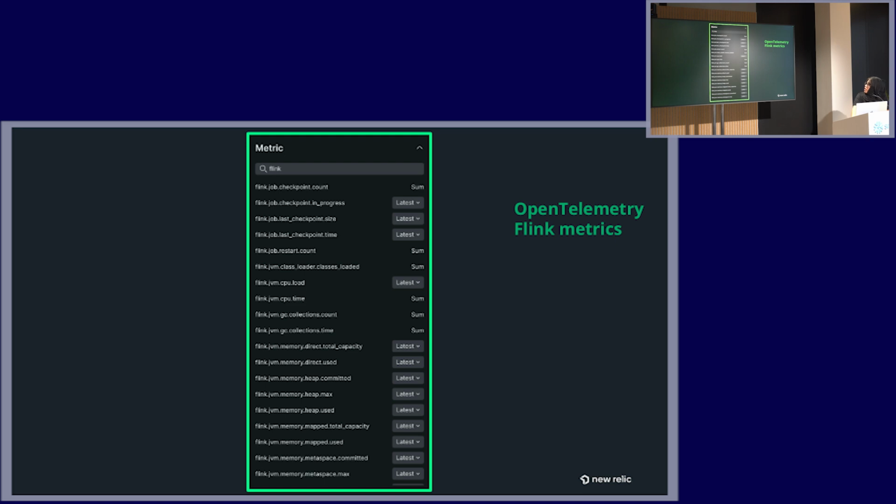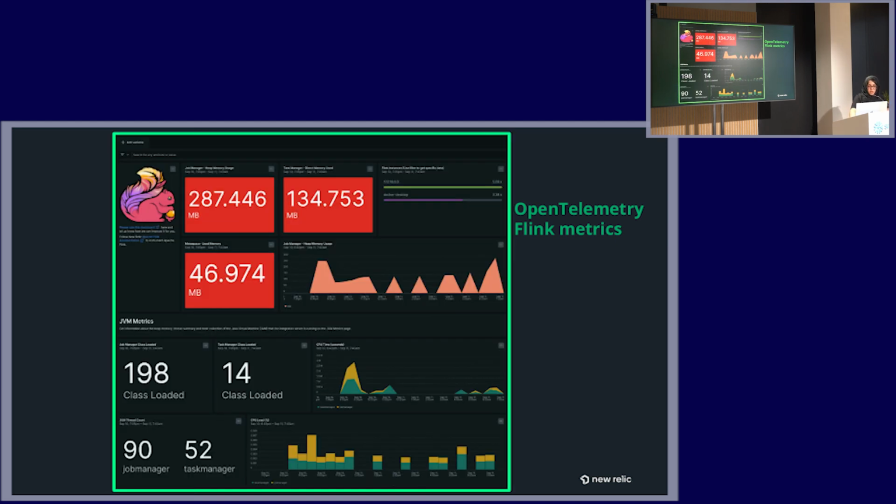Okay, so here is again a long list of metrics that you get in New Relic when you're using OpenTelemetry. So you'll have checkpoint count, checkpoints in progress, checkpoint size, restart count, CPU load, CPU time, and a bunch of other stuff. Again, we don't want to scare you, so we made a fancy looking dashboard. It's kind of similar to what you get in the previous one, but there you need to go into individual metrics and see what's happening. Here you get a bird's eye view of the overall health of your Flink.